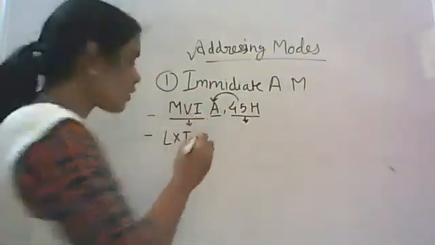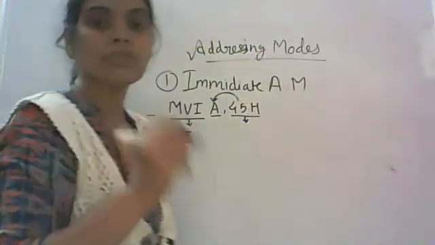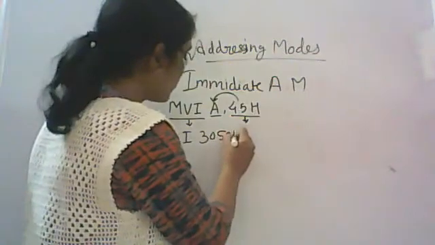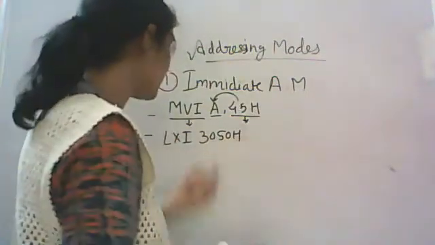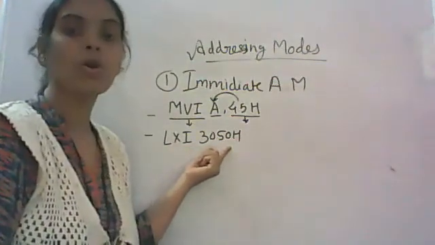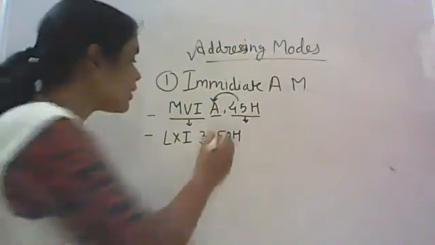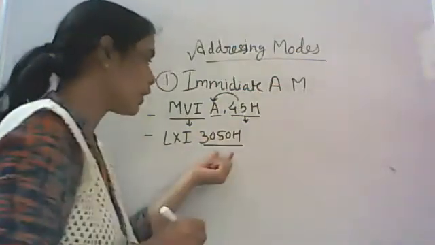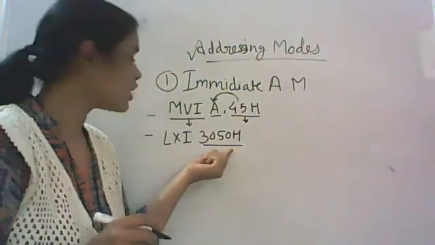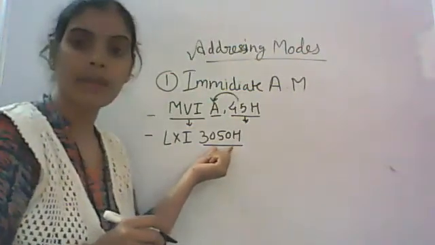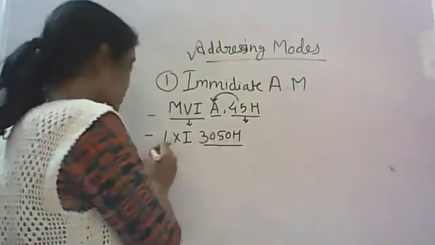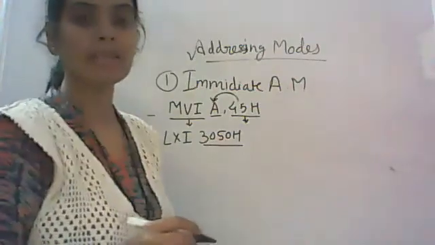LXI 3050 hex. Okay. See this example, LXI 3050 hex. That is load the HL pair with operand 3050 hex immediately. Load the HL pair with operand 3050 hex immediately. Okay. Then see the next example, that is jump.